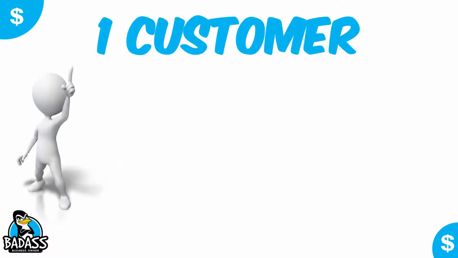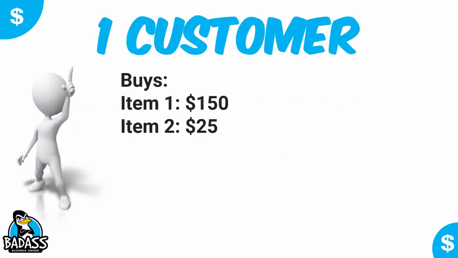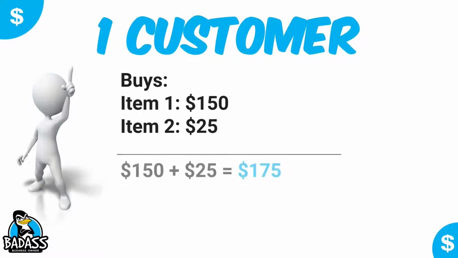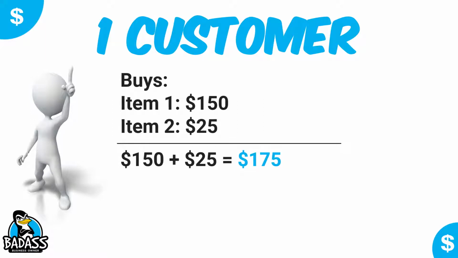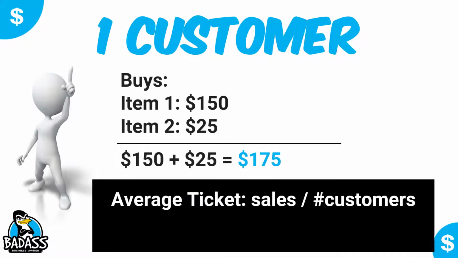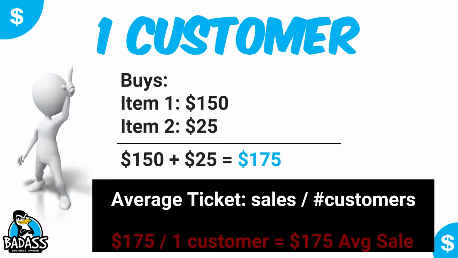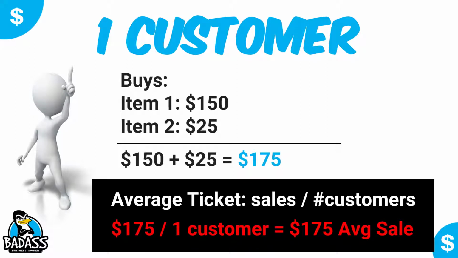First off, let's just say you have one customer, and that customer buys two items, one for $150, one for $25. That means they spent $175. Well, your average ticket is sales divided by the customers, right? So in this case, it's $175 divided by one customer, meaning your average ticket for this customer was $175.